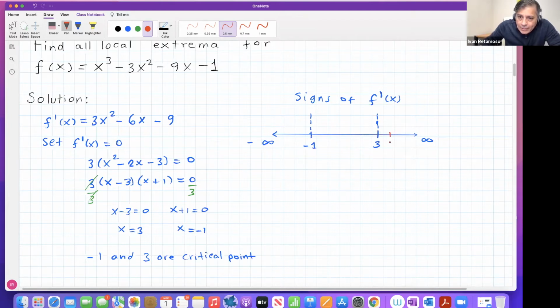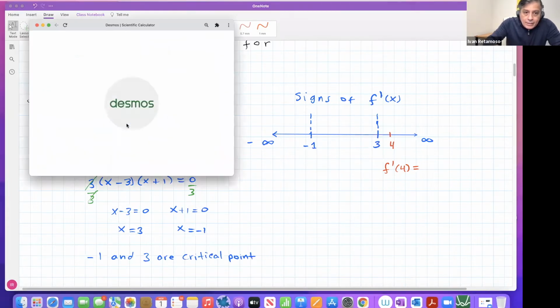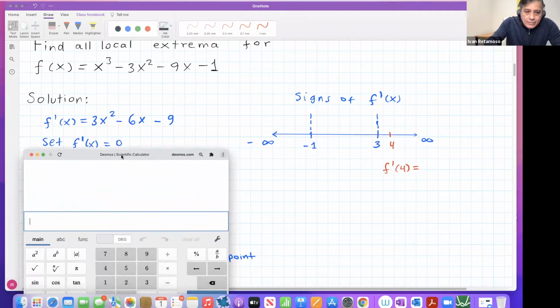Let's take a test point. Let's say I take as my test point 4, okay? I am going to evaluate my derivative function at 4 and see if it is positive or negative. Look, this is my derivative, right? Let's evaluate our derivative at 4. Well, you can use the calculator in case the numbers are not friendly, or you can do it in your mind, okay? But I'm going to use the calculator so that if you're doing homework and the numbers are not friendly, you can follow this.